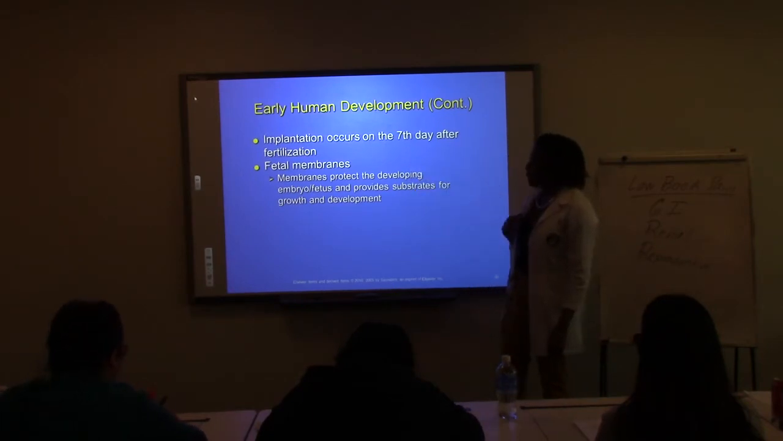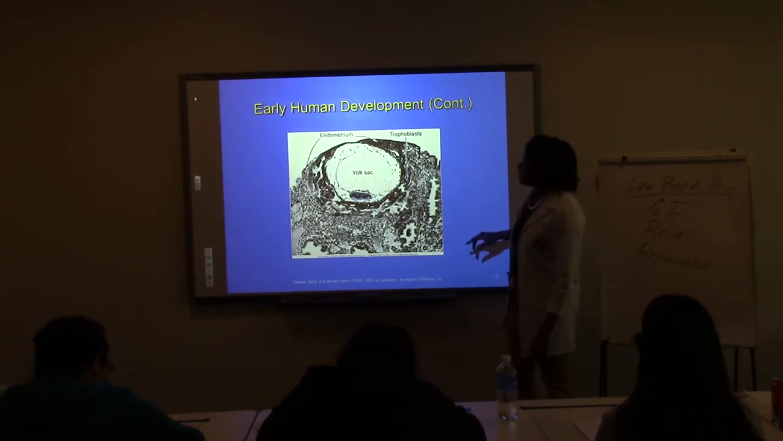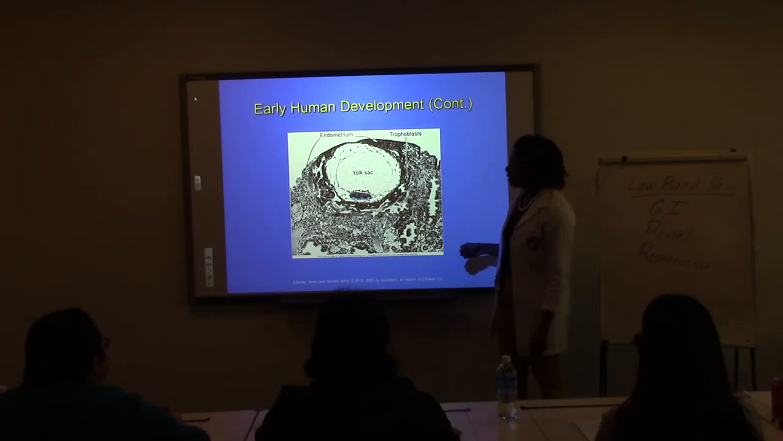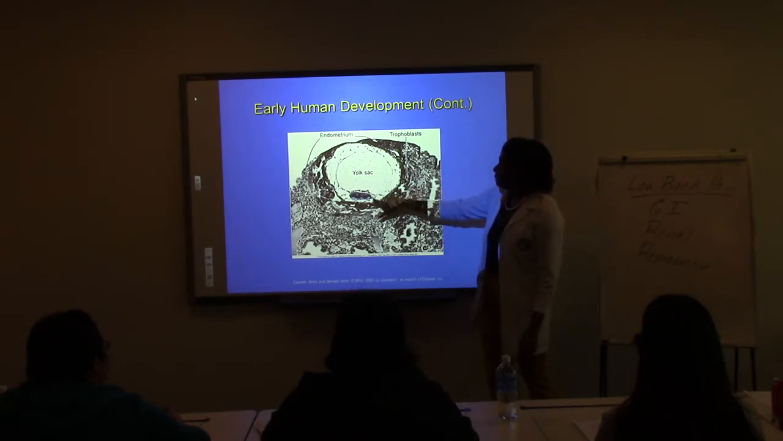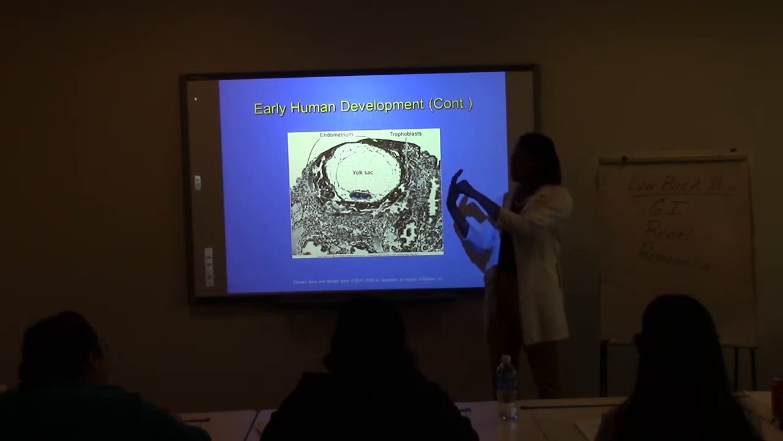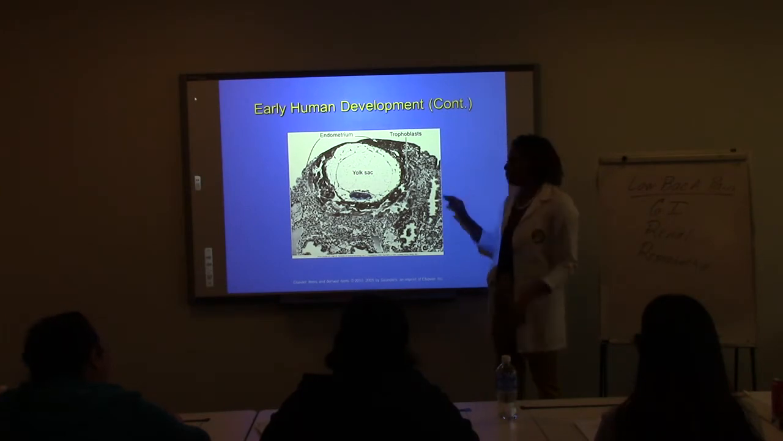So fetal membranes help protect the embryo and fetus and provide substrates for growth. Again, it's on the wall for that protection. This kind of looks like an 8, but they're showing you the yolk sac and the endometrial lining, just showing you how it's attached. Okay, so it's attached at that stage, what we call implantation.